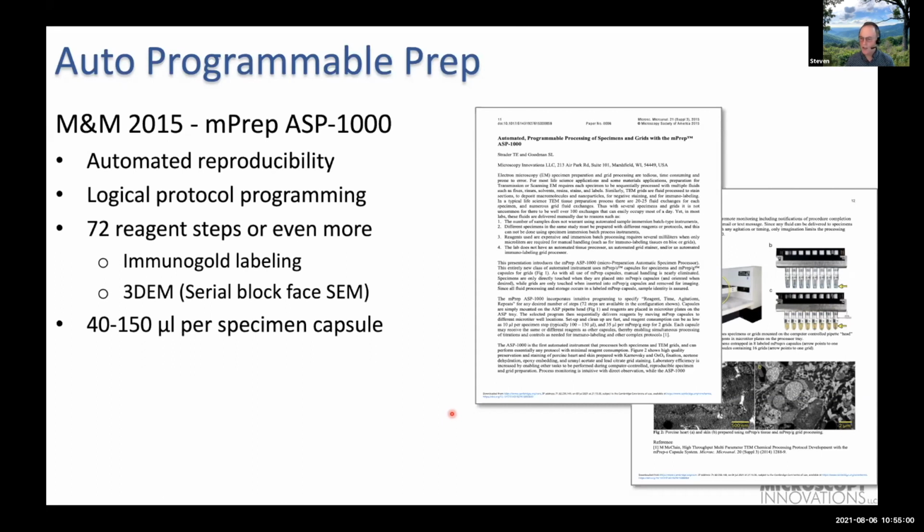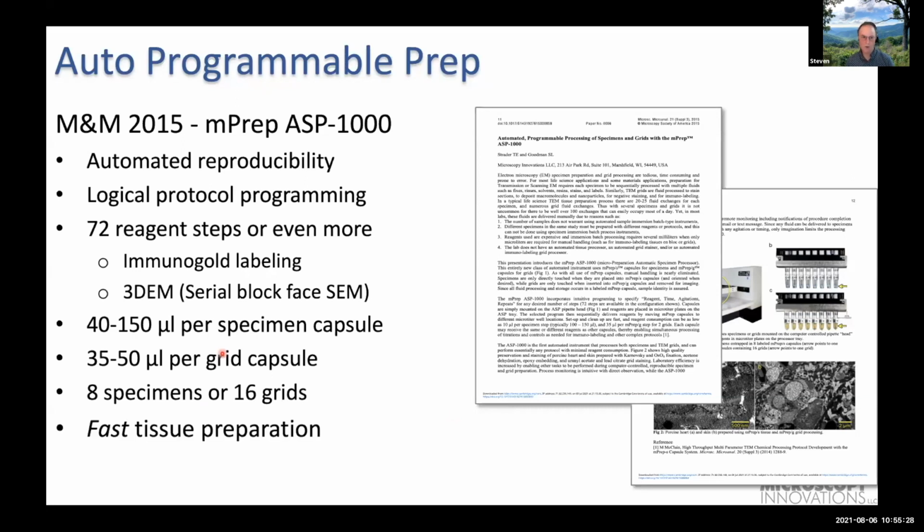We wanted to have low reagent consumption when that's important and necessary, say for applications such as immunogold labeling with very expensive antibodies. So we've achieved this with just 35 or so microliters per grid, for example. And we wanted to have the right number of specimens and grids for most applications in most labs. So the ASP 1000 looks and works like this. I also want to say we can also implement fast preparation. So the ASP looks like this.